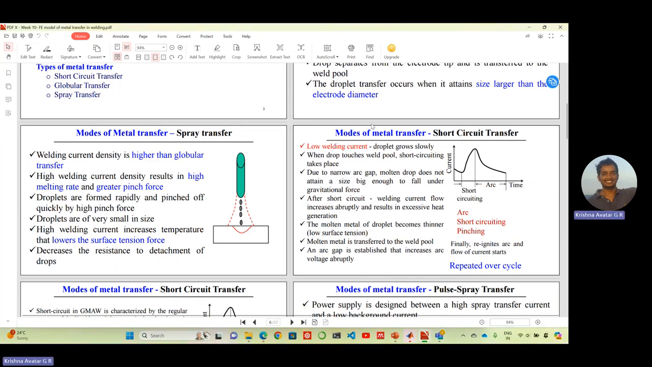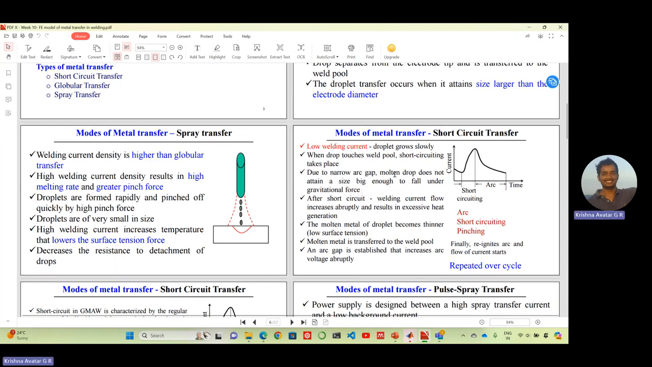Then we come to short circuit transfer. In short circuit transfer, a low welding current is applied, because of which the droplet grows slowly, and when the drop touches the weld pool, short circuiting takes place. So this happens in this segment here. In this case, current gradually decreases, and then during short circuiting there is an avalanche of current flow till it reaches its peak. This is where the short circuiting ends, and then we have the arc phase.